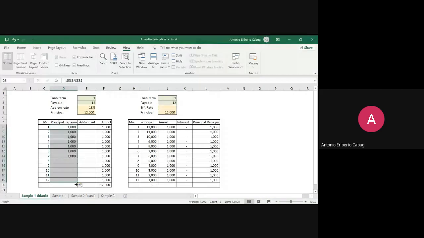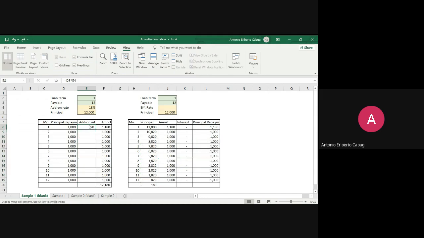Iso-scroll ko pababa, no? If it is an add-on interest, principal repayment, this is equal to principal repayment, multiplied by your add-on rate, which is in this example, 18%, divided by 12 months per year. Okay? Yun yung add-on. Hindi na natin i-divide pala. Bakit hindi na kailangan i-divide? Kasi naka-divided by 12 na to, no? So, times 18% na lang. No need to divide by 12 because the 1,000 here is 12K over 12 already. So, kapag add-on rate, ganun tayo mag-calculate ng interest.